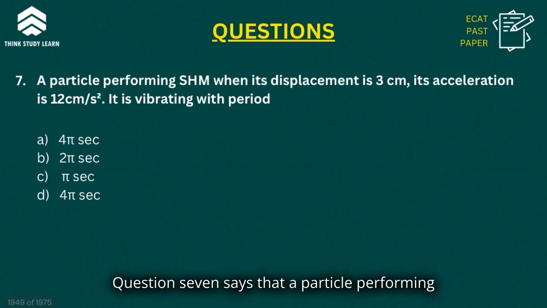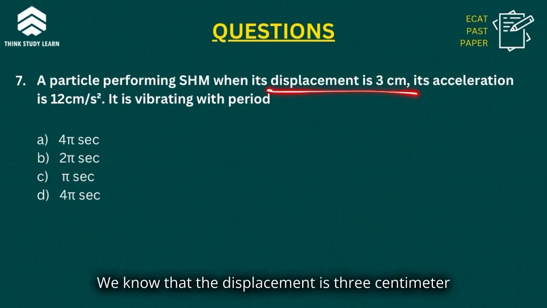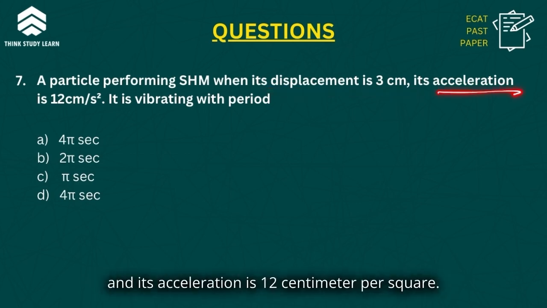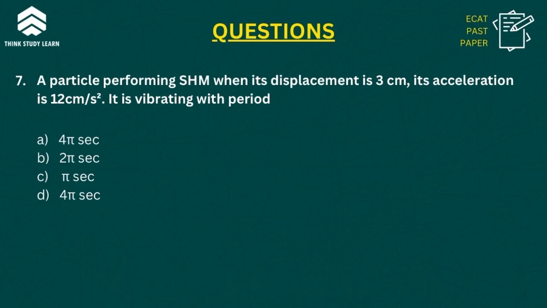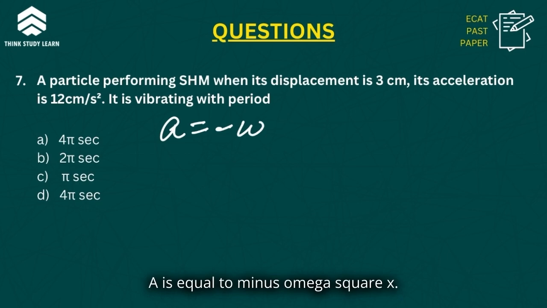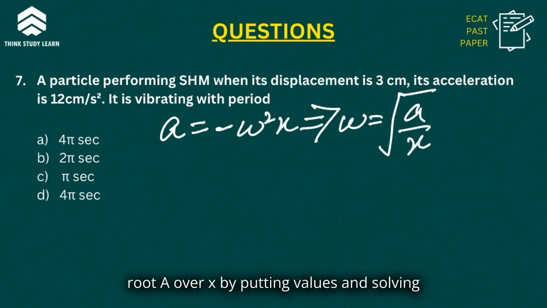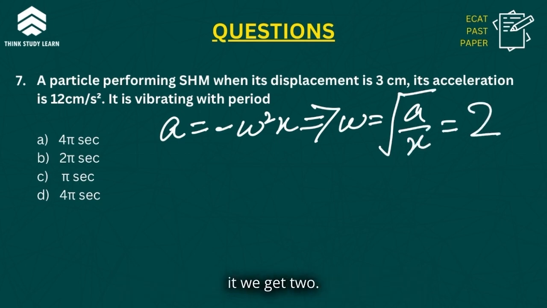Question 7 says that a particle performing simple harmonic motion, when its displacement is 3 cm, its acceleration is 12 cm per second square, it is vibrating with period? We know that the displacement is 3 cm and its acceleration is 12 cm per second square. To solve this, we will use the formula a is equal to minus omega square x. When we solve for omega, we get under root a over x. By putting values and solving it, we get 2.